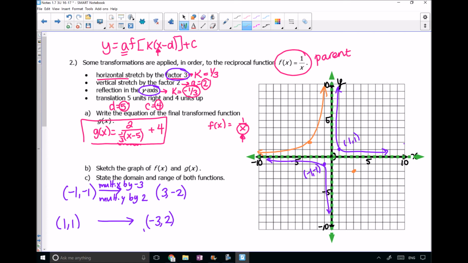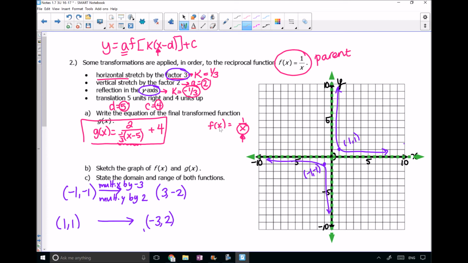Now notice how it looks different because not only is it reflected, but it's also horizontally stretched and vertically stretched. And then this piece over here also reflects in the y-axis, so it's going to end up looking like that. Now that's not the final graph though, because we haven't done our shifting yet. So I don't want to graph this out fully yet. So I'm going to delete these points in the graph, and now I'm going to do my shift.